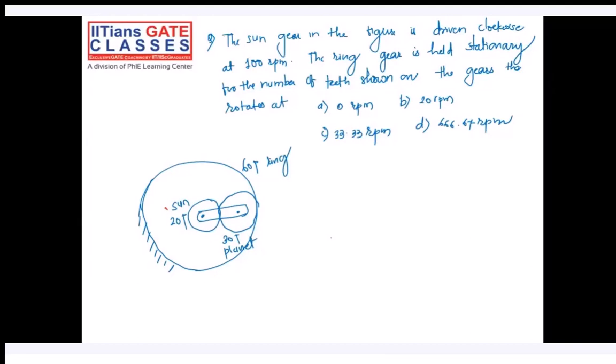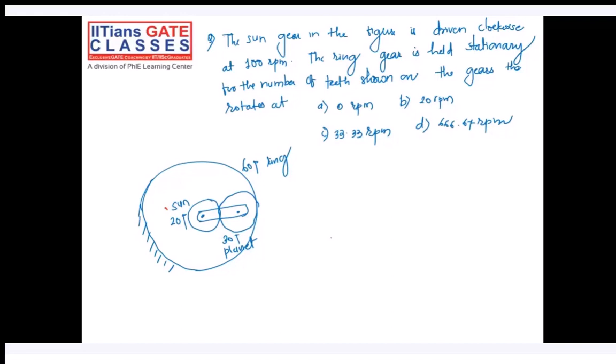See, if the arm is fixed, then the sun and planet gears work as a simple gear train. But here the arm is not fixed, so it is no more a simple gear train. You have to treat it as an epicyclic gear train.